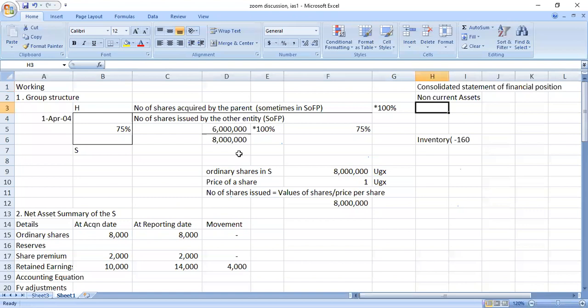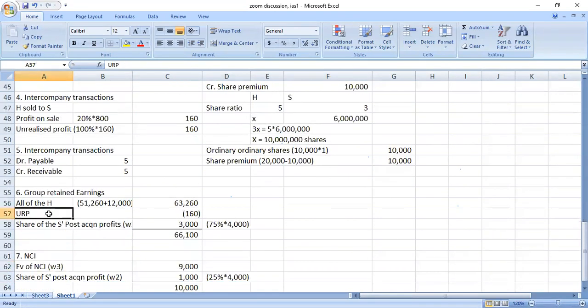So someone's saying, pardon me, on working number 6. Working number 6, we said is what? Is it group retained earnings? All the profits of the parent. Okay, they are given in the question. Let me refer to the question.